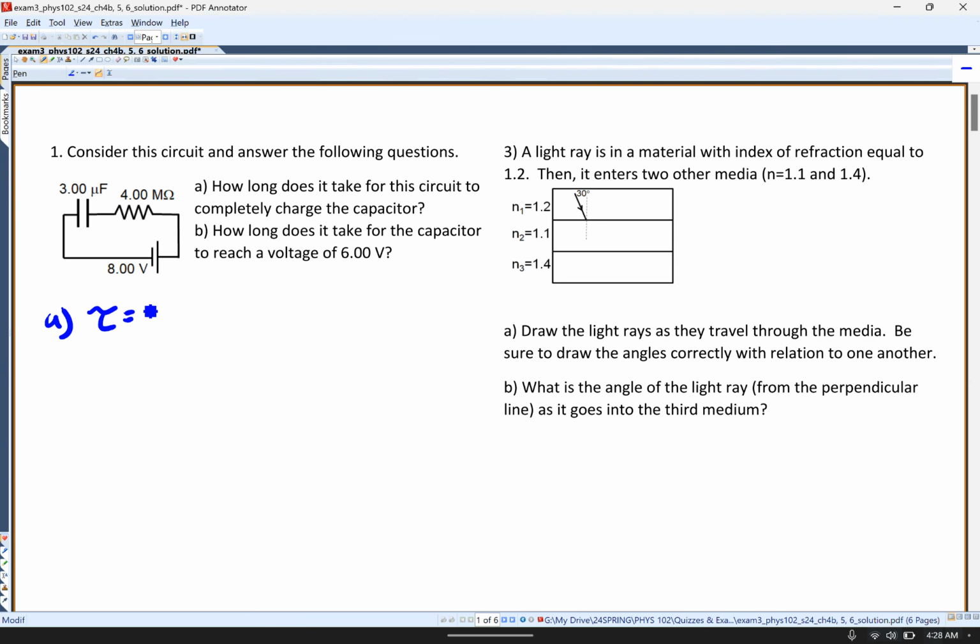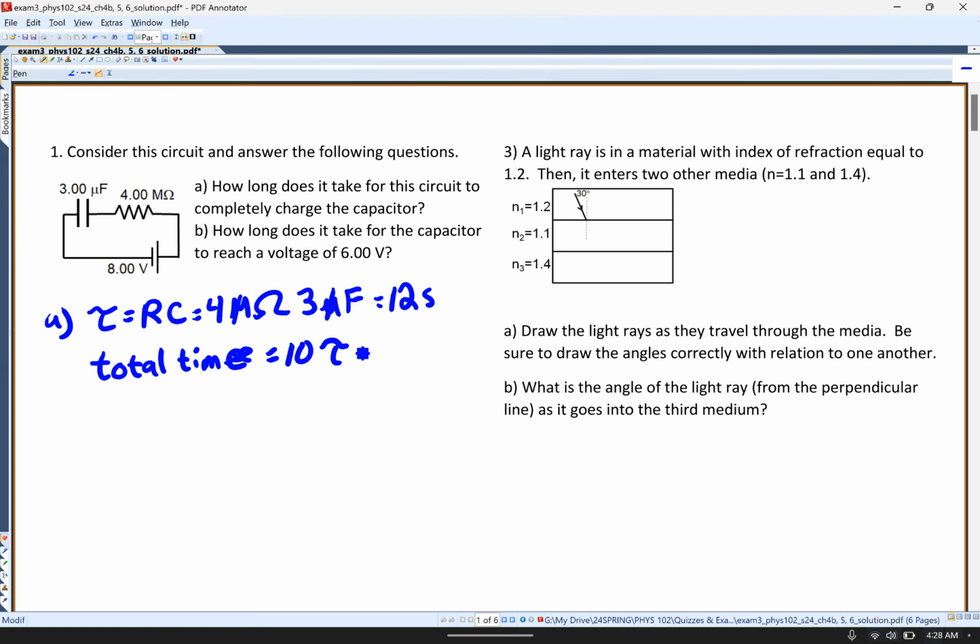The time constant is equal to the resistance times the capacitance. That is 4 megaohms times 3 microfarads. This 10 to the 6 and this 10 to the minus 6 will just go away, so that gives me 12 seconds. It's the time constant, but the total time is 10 times the time constant. So that's equal to 120 seconds.